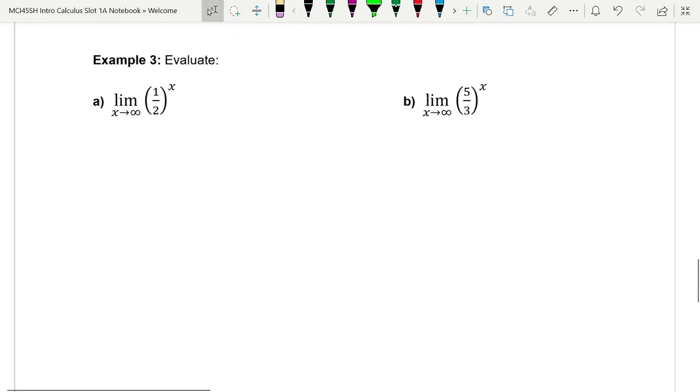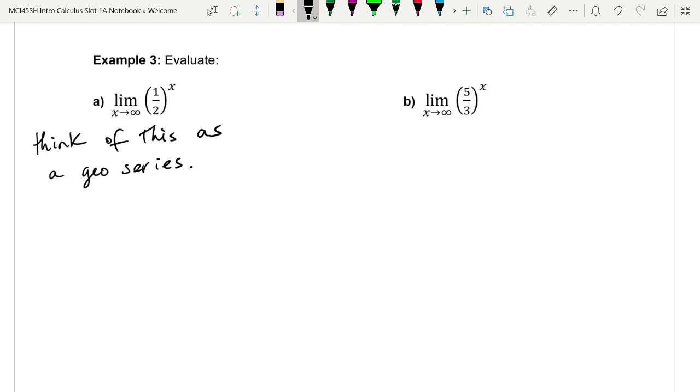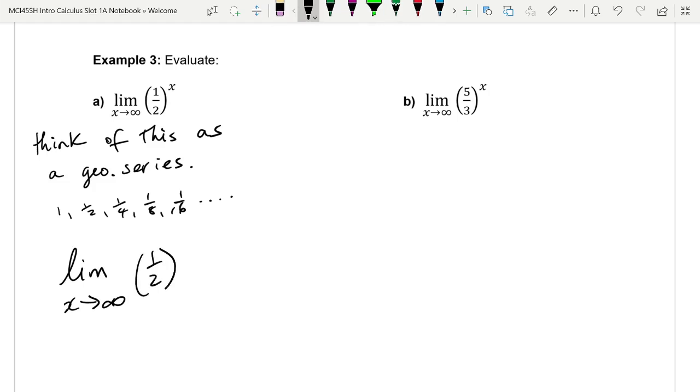All right, this guy should look familiar. Look at example 3a. Think about this as a geometric series, right? As x gets bigger and bigger, when x is 0, of course, you get 1. As x is 1, you get a half, and then you get a quarter, an eighth, a 16th. What is the trend on these numbers? Clearly, you are heading towards 0.